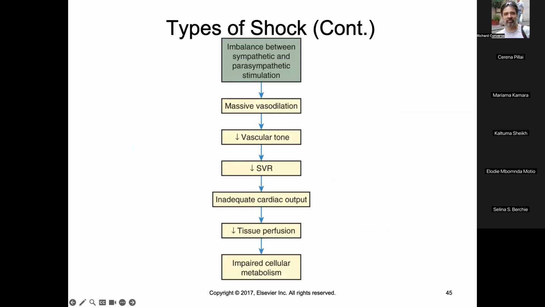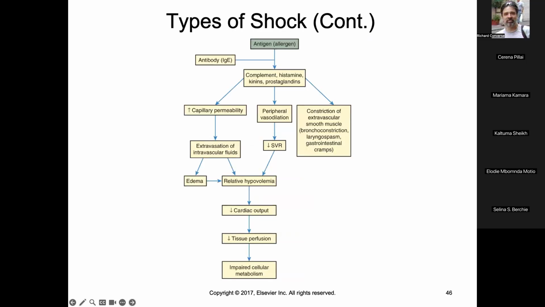An imbalance between sympathetic and parasympathetic stimulation can cause massive vasodilation, a decrease in vascular tone, a decrease in stroke volume, and inadequate cardiac output, reduction in tissue perfusion, reduction in metabolism. Okay. This is one of the things we see in septic shock or in toxic shock.